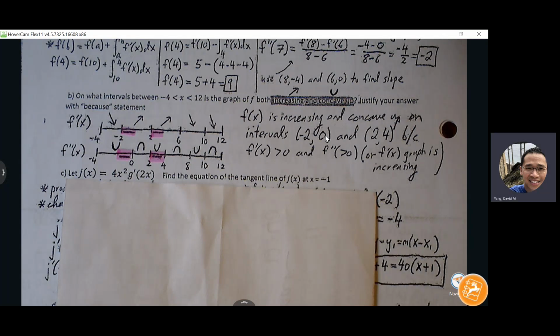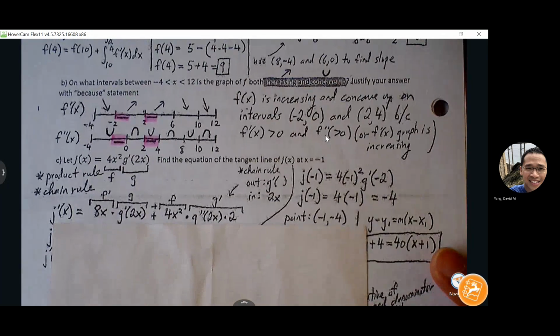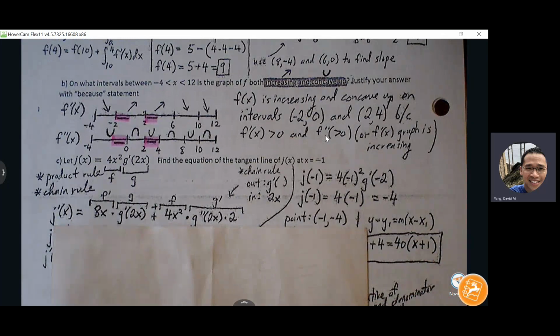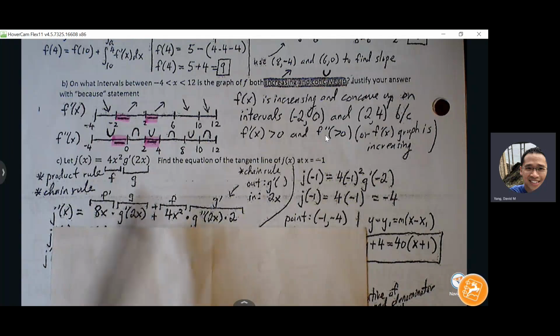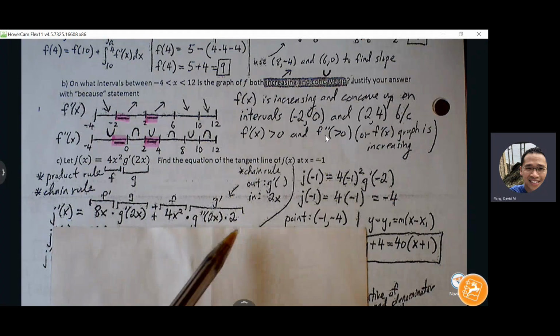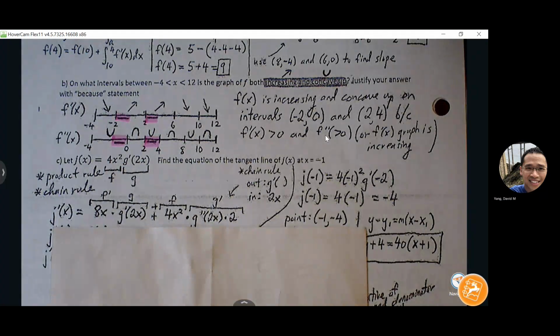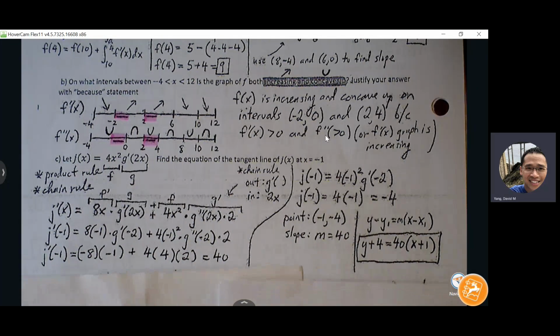Right, but you start off with f prime g plus f g prime. And when you get to that g prime of 2x, you can then involve its derivative. So 4x squared becomes 8x. g prime stays. 4x squared stays. When we get to g prime of 2x, the derivative is g double prime of 2x times 2. Now you're just gathering information for slope and ordered pair.